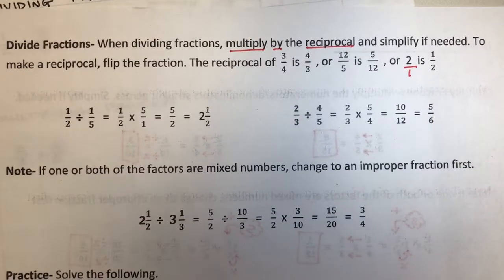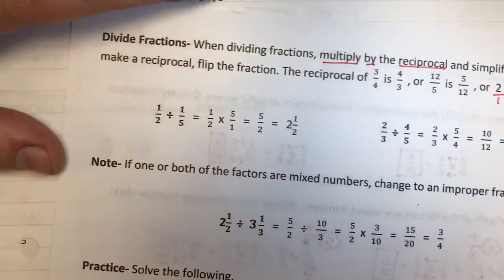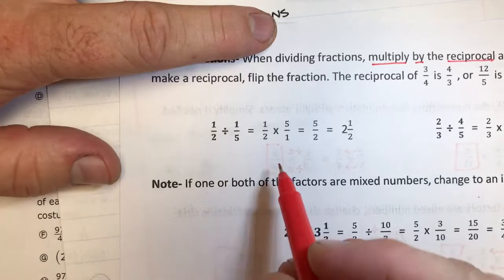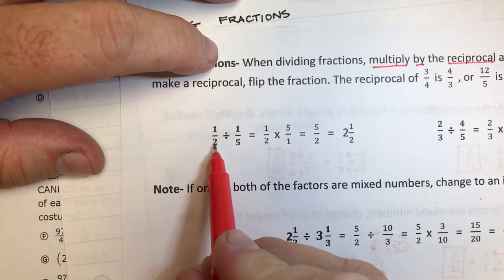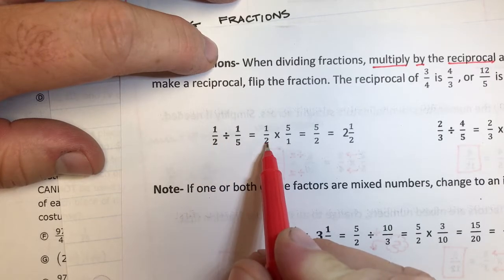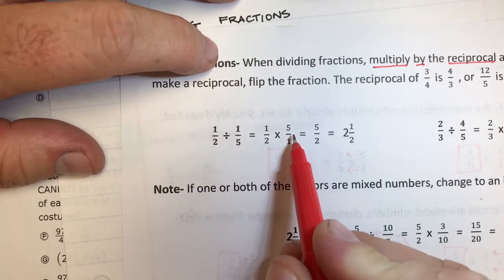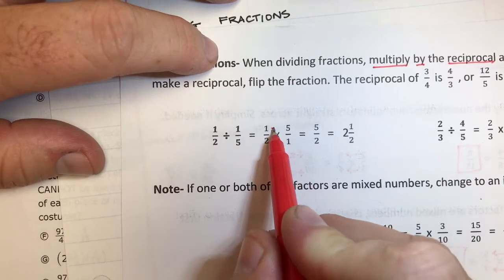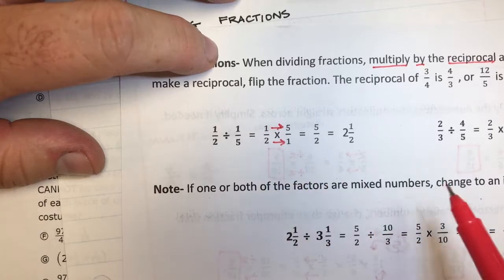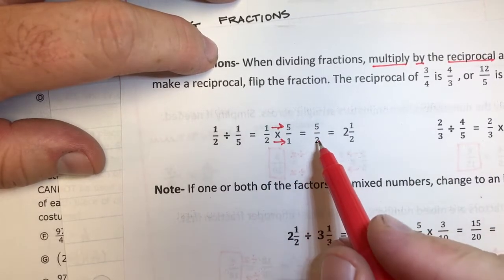So in each of these cases, you're going to see where we've just flipped the number. We actually had a song that says, when dividing fractions, don't be shy, flip the second number and multiply. So in this case, you'll see 1/2 was left alone. The 1/5 was flipped to 5 over 1, the reciprocal, and then we multiply. Now we multiply straight across just like we did in the other examples, and we get 5 over 2.